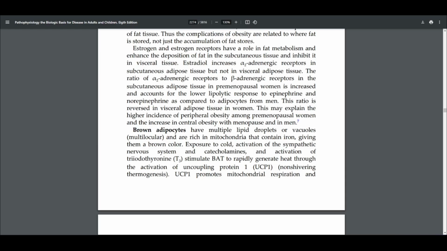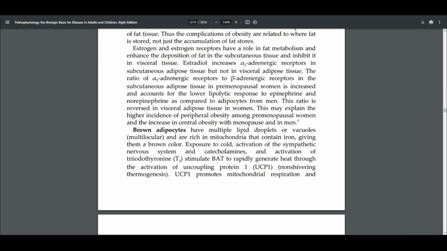The ratio of alpha adrenergic receptors to beta adrenergic receptors in the subcutaneous adipose tissue in premenopausal women is increased and accounts for a lower lipolytic response to epinephrine and norepinephrine as compared to adipocytes from men. This ratio is reversed in visceral adipose tissue in women. This may explain the higher incidence of peripheral obesity among premenopausal women and the increase in central obesity with menopause and in men.